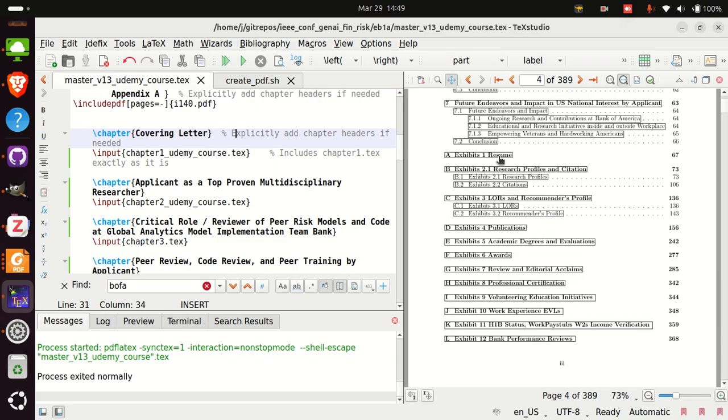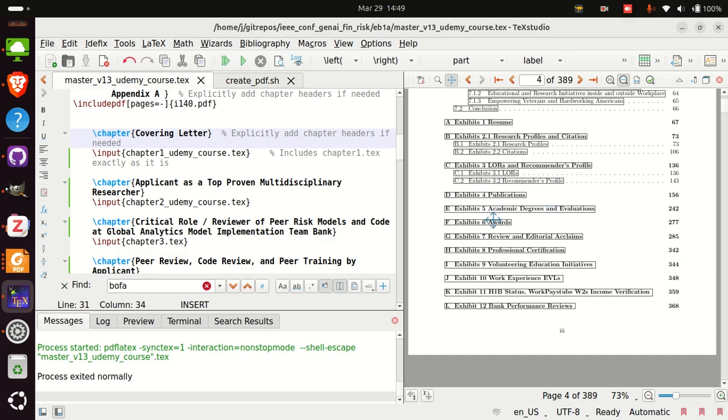So your first exhibit is your resume. We keep the most important thing on the top. Then you have your research profile. Then you have your letter of recommendation, your publications, academic degrees, and you need to get all the evaluations by WES if they are foreign degrees.